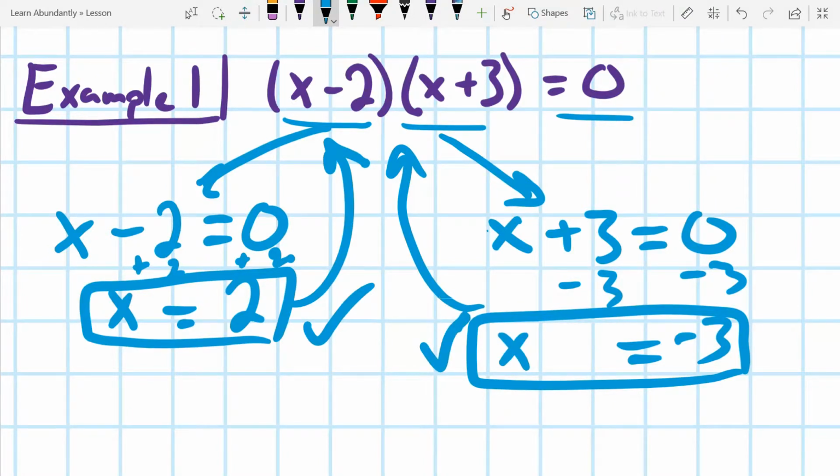So quadratic equations actually sometimes have more than one right answer. And so our answers are actually both of them. We have one answer that's x equals 2 and the other that's x equals negative 3.